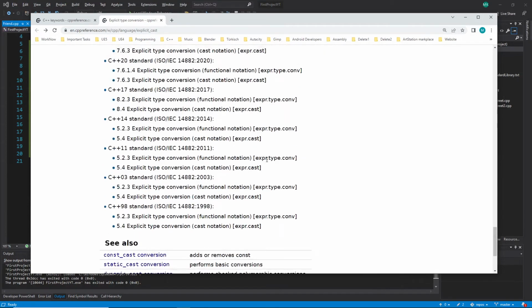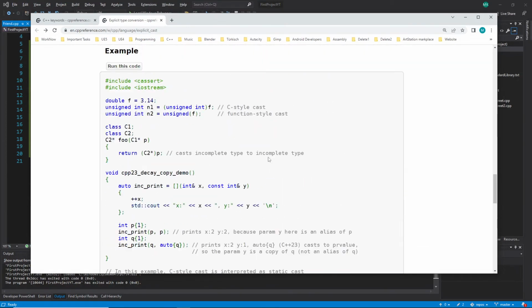And yeah, conversion is an important topic, but you have to read the rules and make many examples to understand the rules, because just reading the rules, you will understand it, but the problem is you will probably not be able to use it.